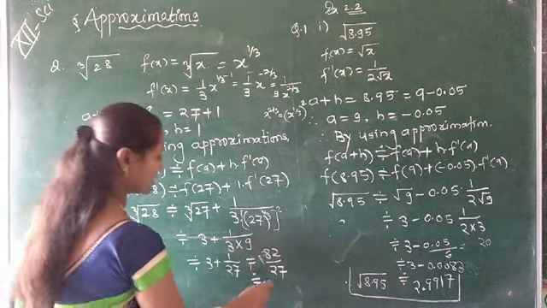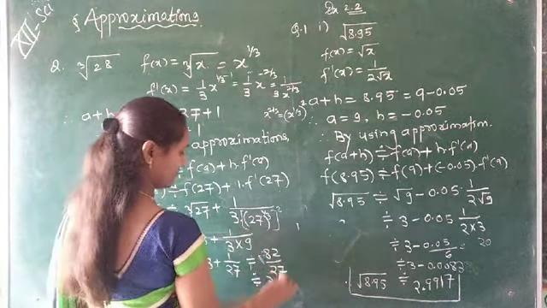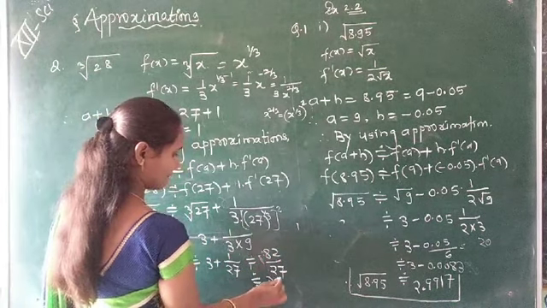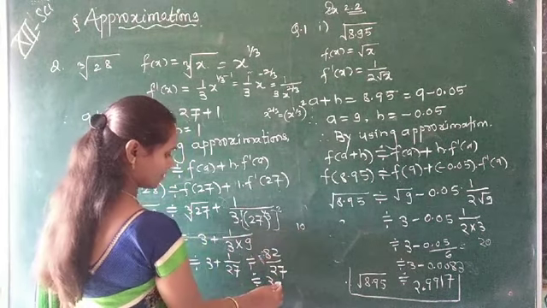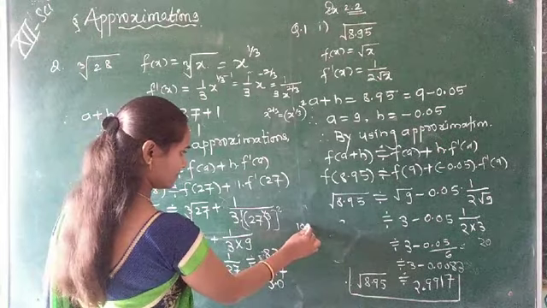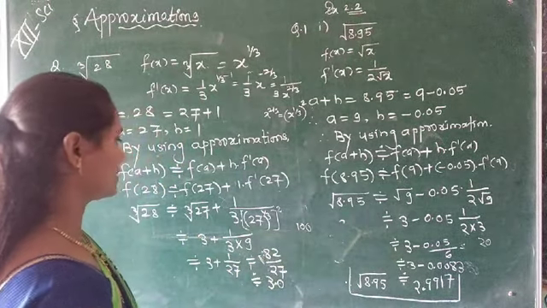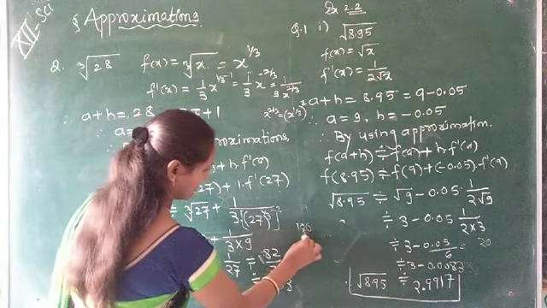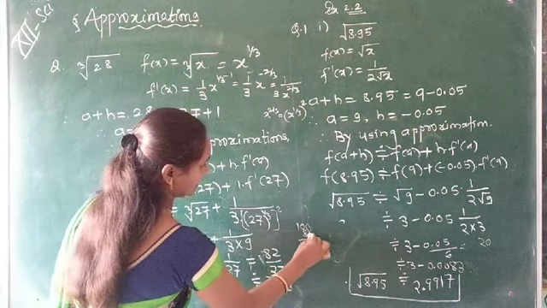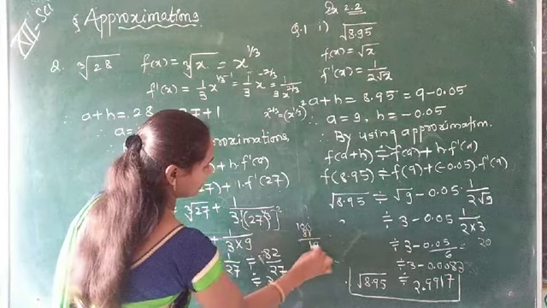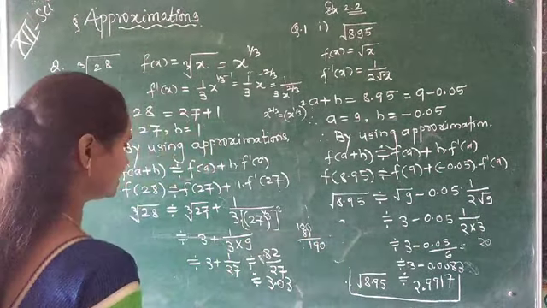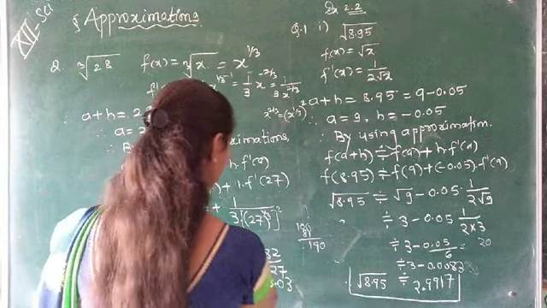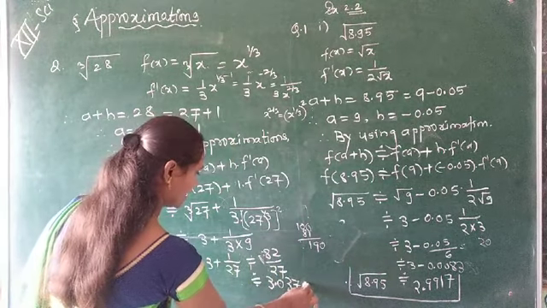Again 27 3s are 81. Again remains 1. Again we take 1 0 since it is 0. Now it becomes 100. Now next 27 3s are, again it is 81. Next again 10 minus 1, 9. It is 1. Again we take 190, since the approximate value is 3.037 and something.